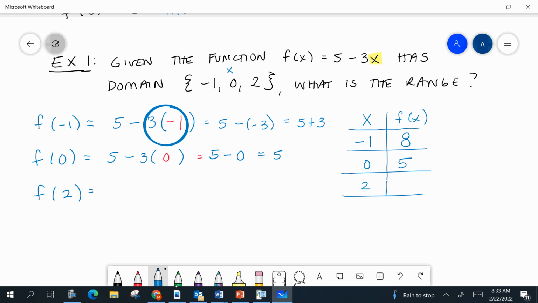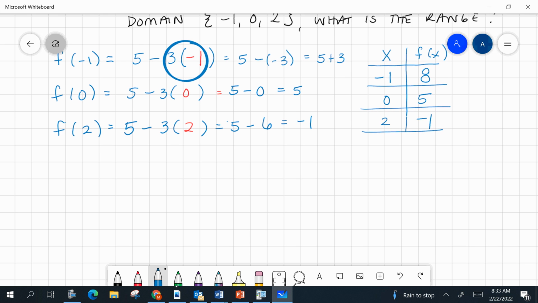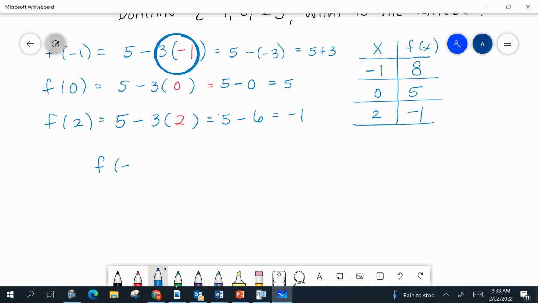Again, we're going to do this one more time with 2. 5 minus 3, and this time we're going to plug a 2 in for x, okay? So it's going to look like this. We're going to go 5 minus 3 times 2, which is 6, which is going to make negative 1. And so what we just found is that f of negative 1 is equal to 8. f of 0 is equal to 5, and f of 2 is equal to negative 1.